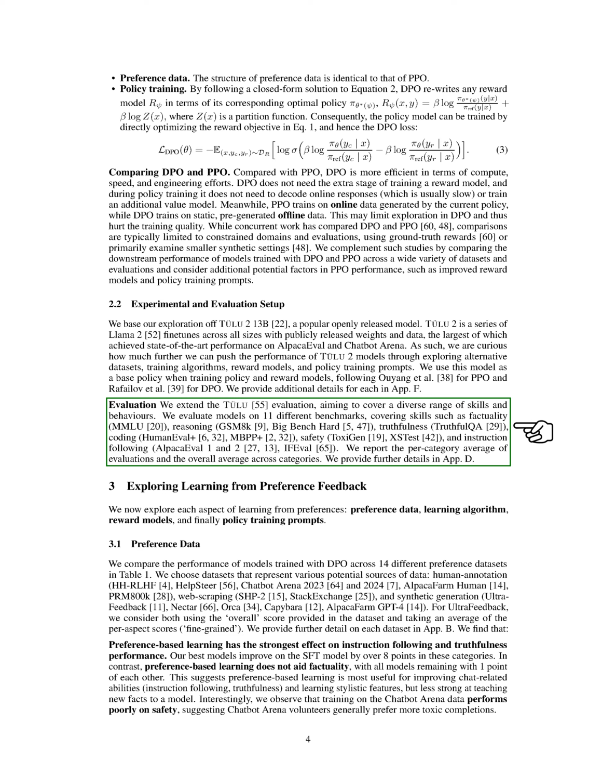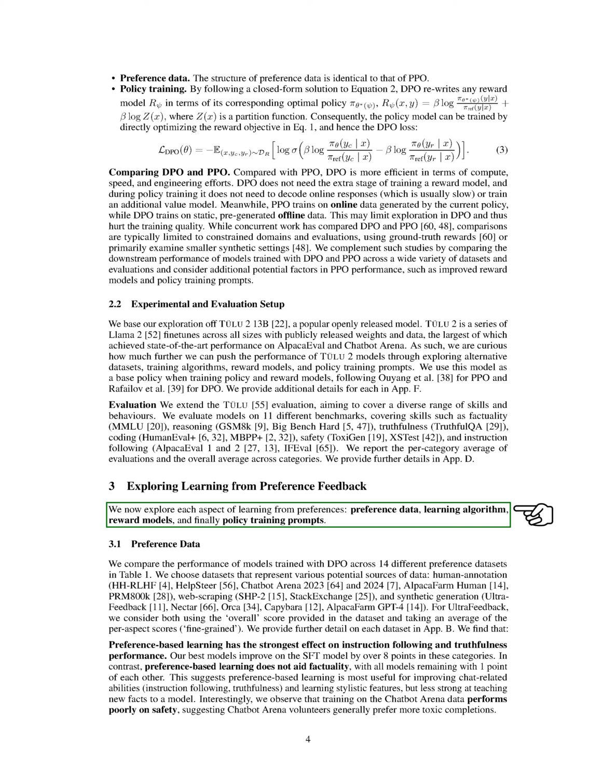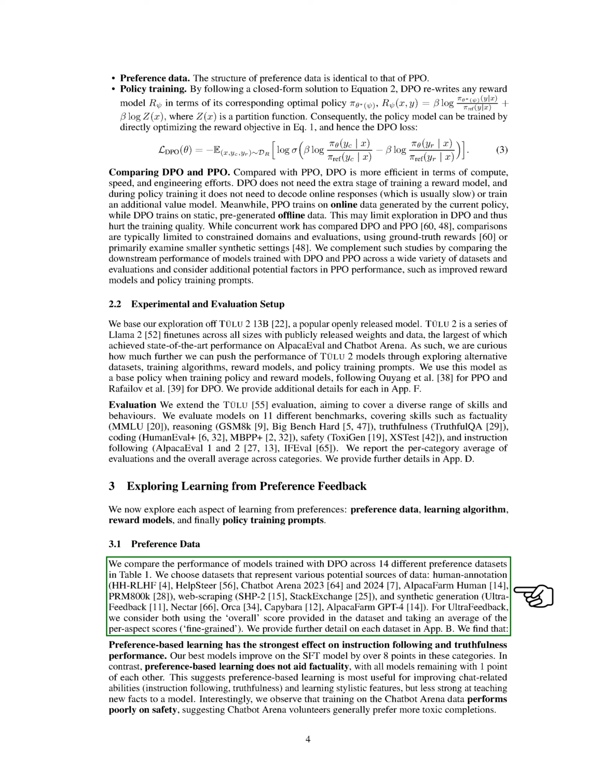Section: Exploring learning from preference feedback. In this section, we delve into each aspect of learning from preferences: preference data, learning algorithm, reward models, and policy training prompts. When it comes to preference data, we compare how models trained with DPO perform across 14 different datasets that include human annotation, web scraping, and synthetic generation.